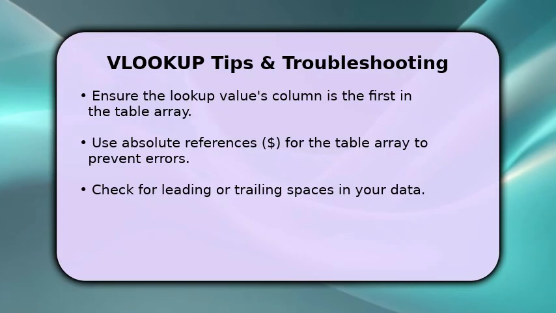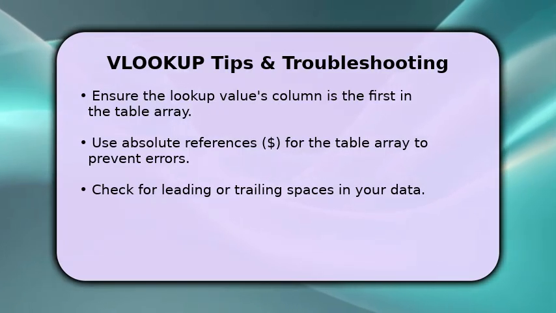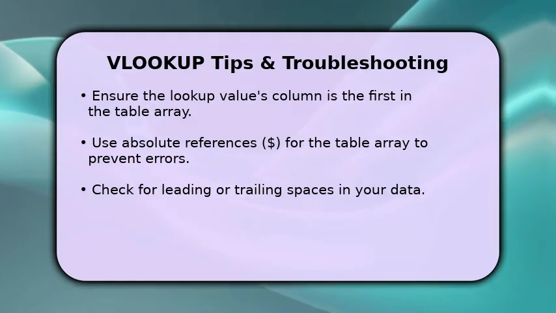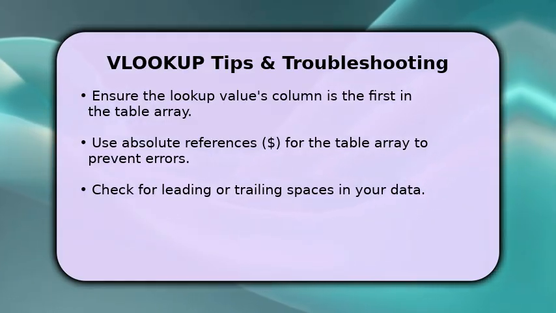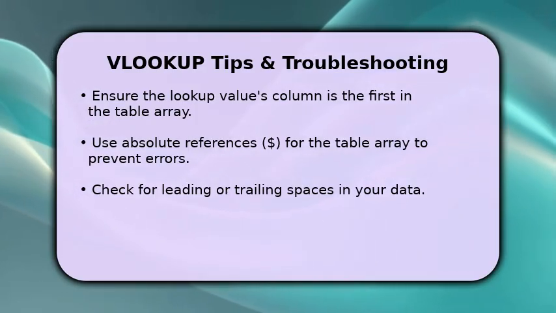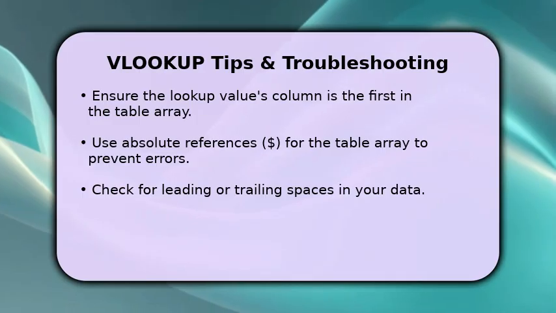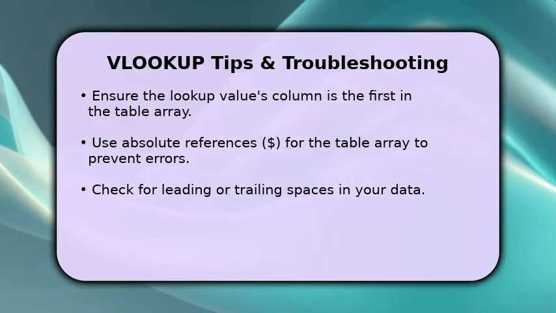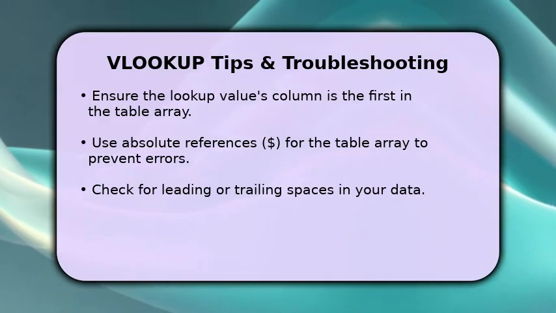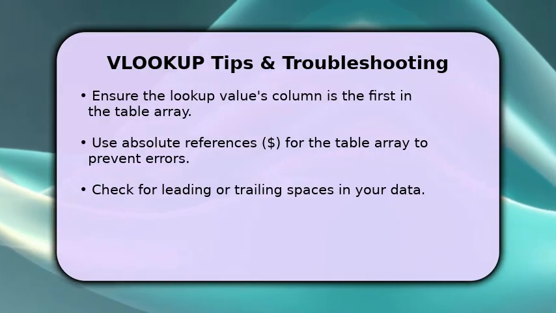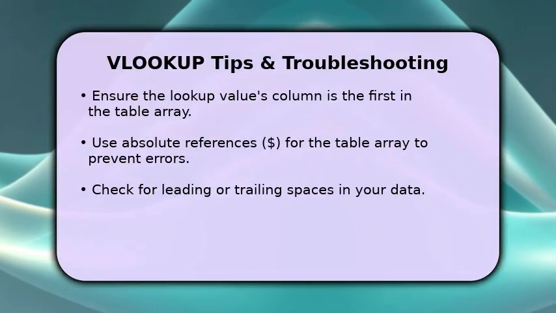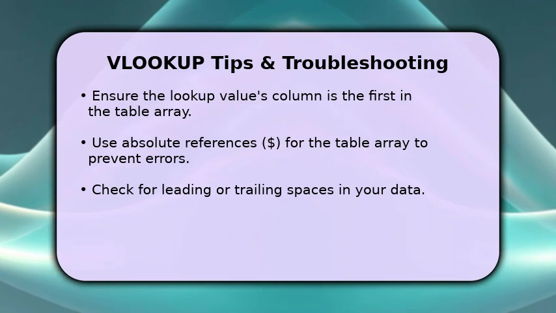To avoid common VLOOKUP issues, always remember a few crucial tips. First, your lookup value must always be in the leftmost column of your selected table array. Second, use absolute references like $ signs for your table array to prevent it from shifting when you drag the formula. Third, be mindful of extra spaces or inconsistent data entry, as these can cause the function to return an error. Lastly, VLOOKUP can only search from left to right, so plan your data layout accordingly.